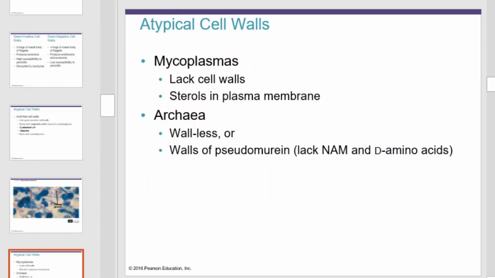Other organisms, such as mycoplasmas and the archaea, also have atypical cell walls. Mycoplasmas lack cell walls completely. Sterols in the plasma membrane give it its support against osmotic environments. Archaea can be wall-less or have walls of pseudomurein, which lack N-acetylglucosamine and D-amino acids.